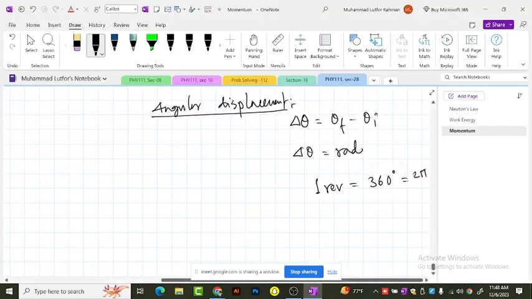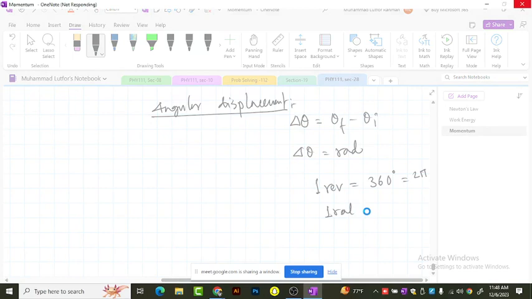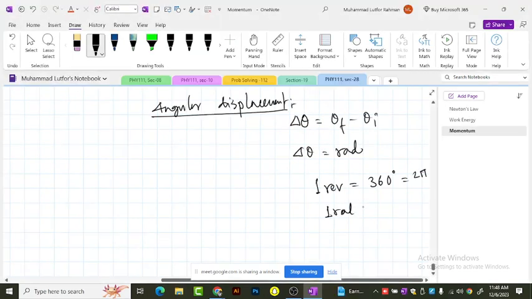From here you can find the relation between the radian and the degree. 1 radian should be 57.3 degrees. You can write 1 rad equals 57.3 degrees. This is the relation you can use to go from rad to degree.